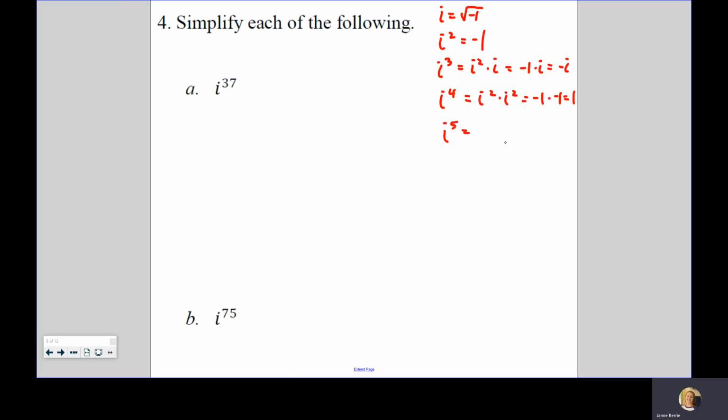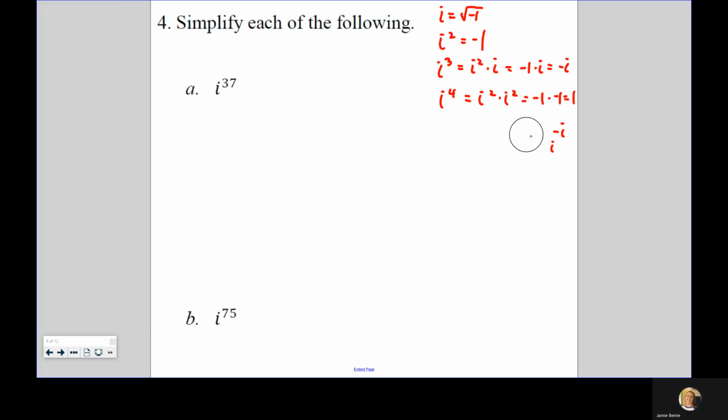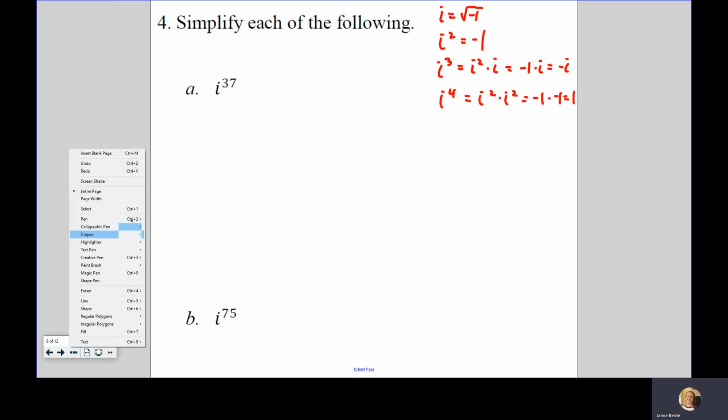All right, so if you do i to the fifth, you could write it as i squared times i to the third. We know that i squared is -1. We know that i to the third is -i. So that would be just positive i, which is back up here at the top. All right, so the pattern starts repeating after the fourth exponent. Okay, so the pattern begins to repeat after i to the fourth.